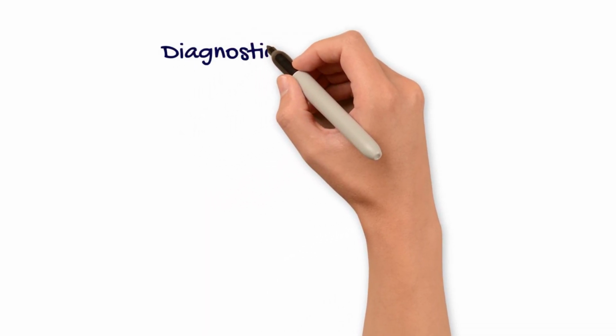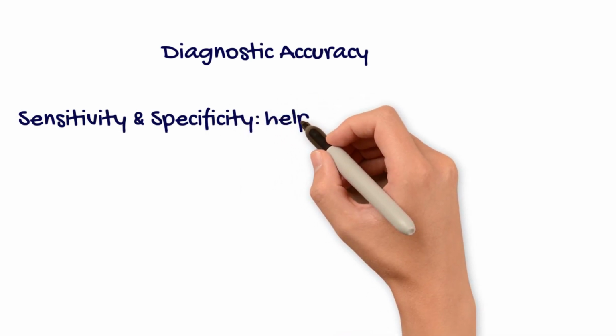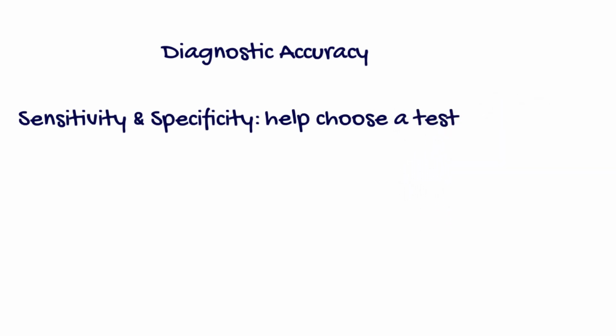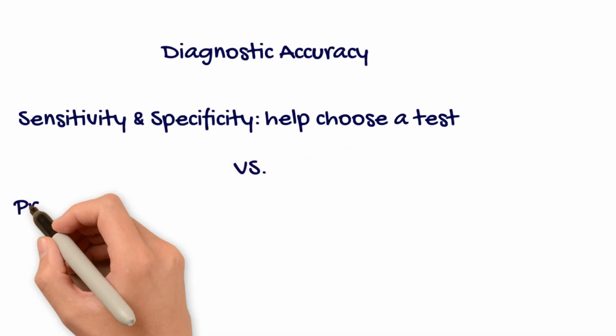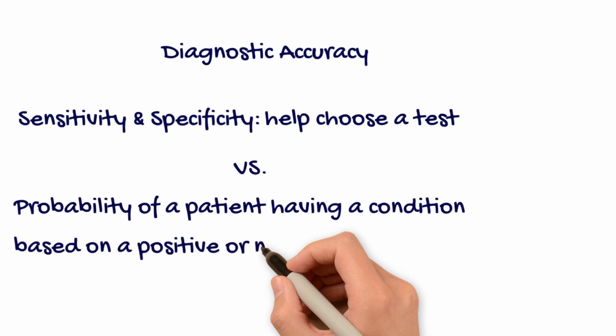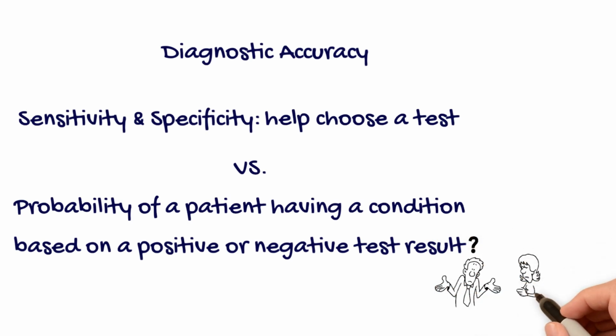In a previous video, we discussed sensitivity and specificity to measure the diagnostic accuracy of a test. The sensitivity and specificity of a test is considered when choosing a diagnostic test to evaluate patients with conditions such as cervical radiculopathy, lumbar disc herniation, or lumbar spine stenosis. However, after choosing a test and having a test result, sensitivity and specificity are not able to tell us the probability of a patient having a condition based on the positive or negative test result.